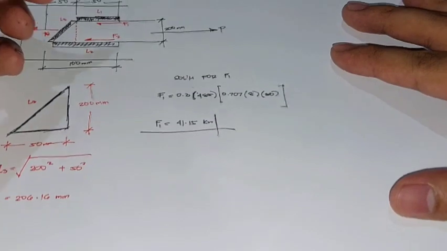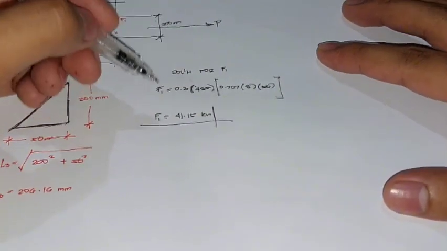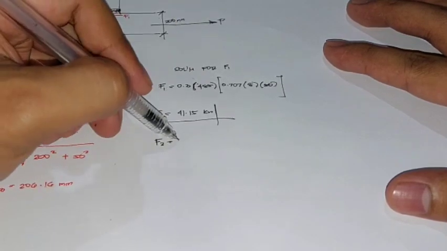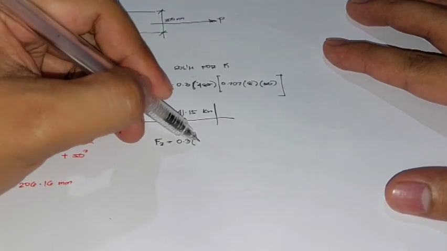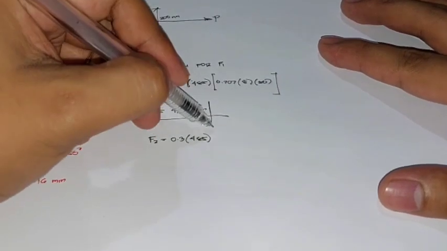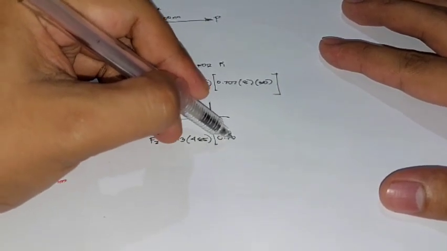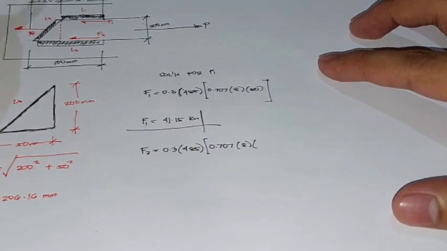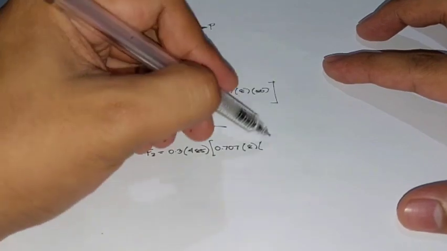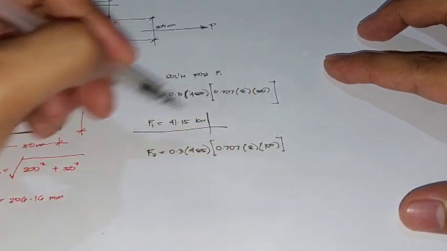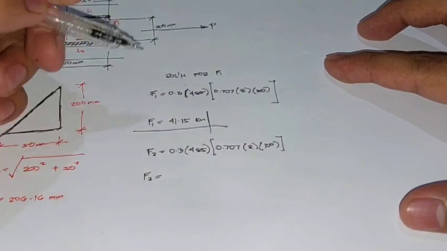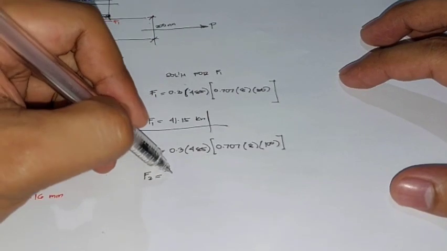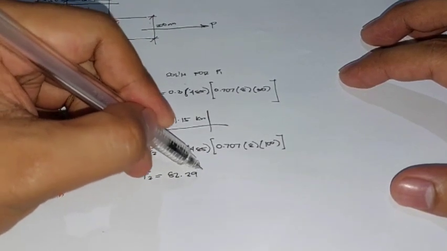Now that we have F1, next we solve F2. F2 is equal to 0.3 times 485 times 0.707 times 8 times the length of F2, which is 100. This gives us the value of 82.29 kN.